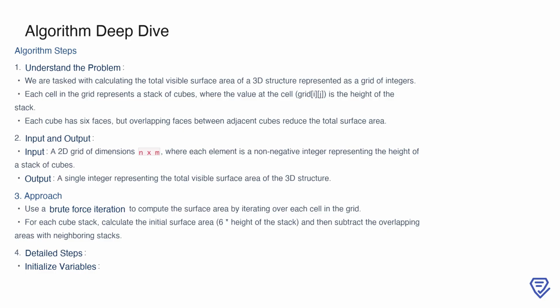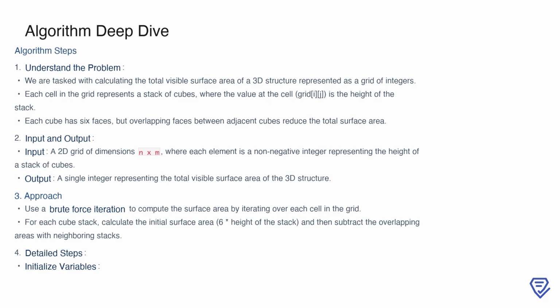Each cube in the stack has 6 faces, but when cubes are adjacent, the overlapping faces between neighboring stacks reduce the total surface area. The input is a 2D grid where each value is a non-negative integer representing the height of a stack, and the output is a single integer representing the total surface area of the entire structure.